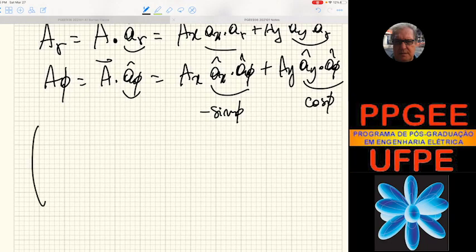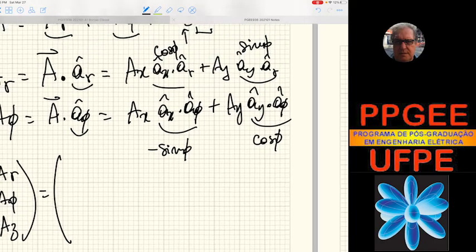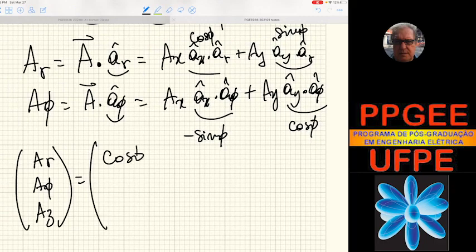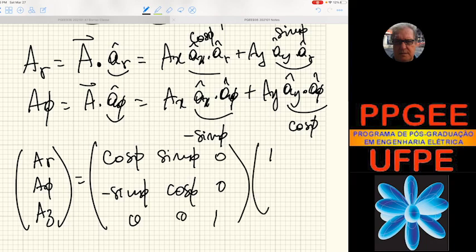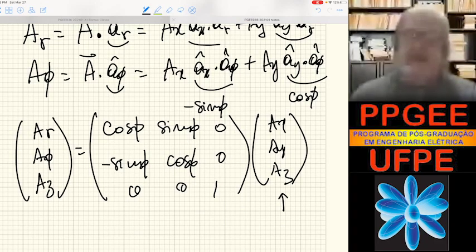I can write it like this: AR, A phi, AZ equals a matrix relation, which is cosine, sine, zero; minus sine, cosine, zero; zero, zero, one; times AX, AY, AZ. So you can see that this is a matrix transformation, right? Knowing the components in the X, Y, Z system, I know the components in the R, phi, Z system.